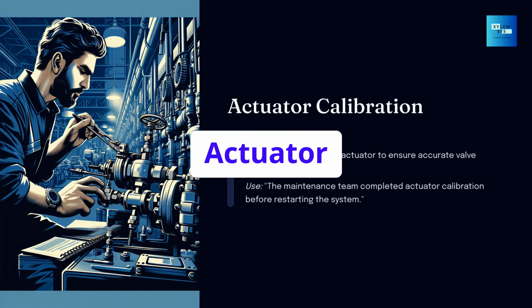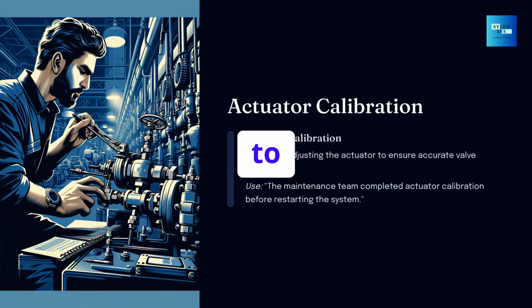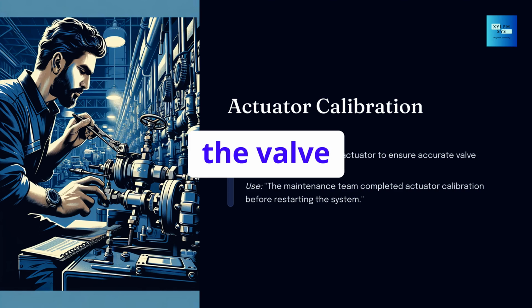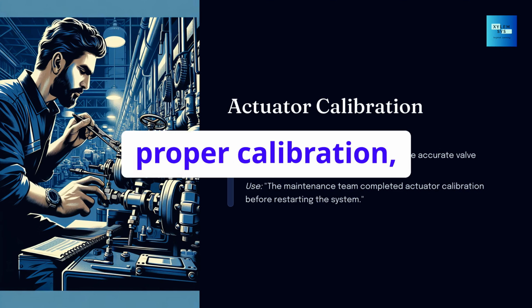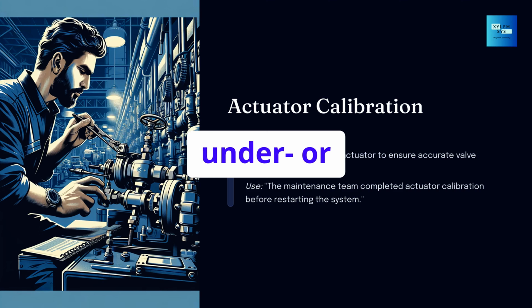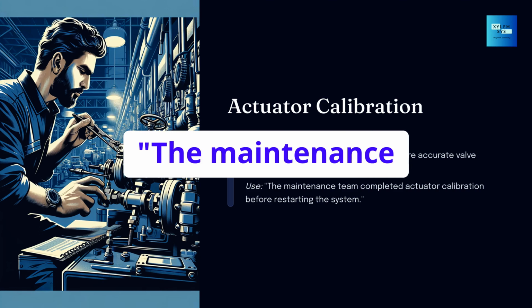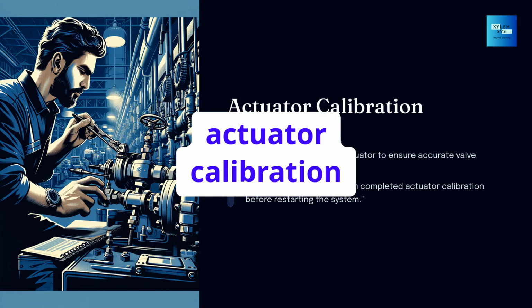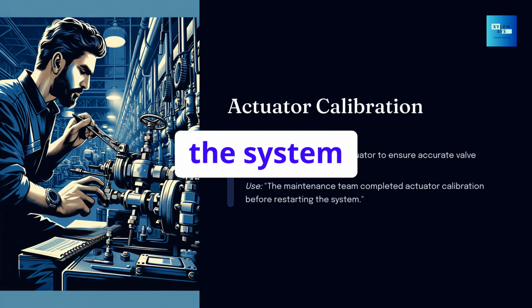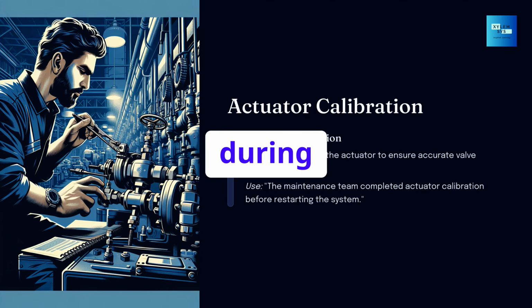3. Actuator calibration. Actuator calibration ensures that the valve actuator responds correctly to control signals and moves the valve to the right position. Without proper calibration, the valve may under or overperform. The maintenance team completed actuator calibration before restarting the system to ensure precise modulation during startup.